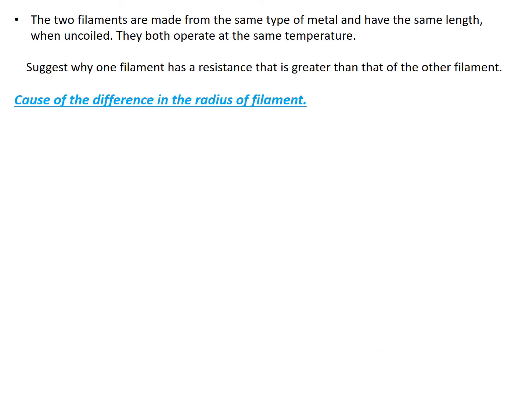Next part. The two filaments are made from the same type of metal and have the same length. When uncoiled, they both operate at the same temperature. Suggest why one filament has a resistance that is greater than that of the other filament. Answer: because of the difference in the radius of the filament.